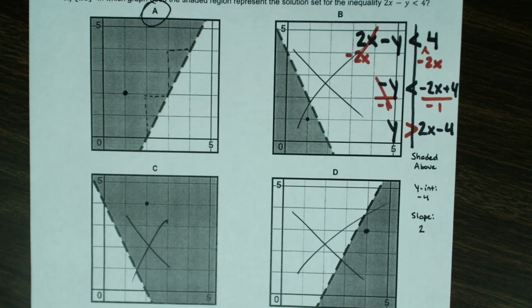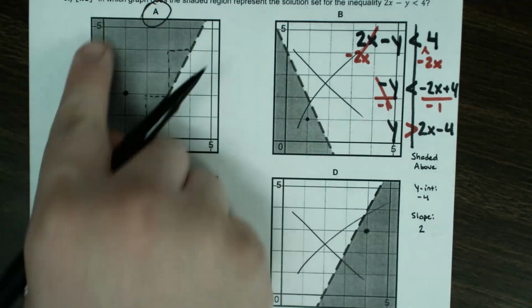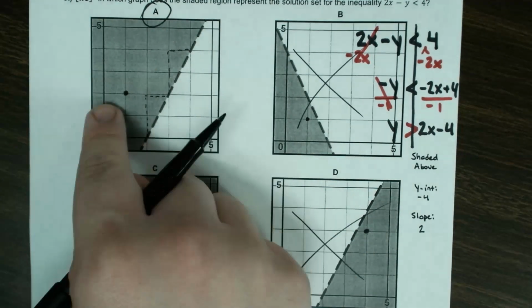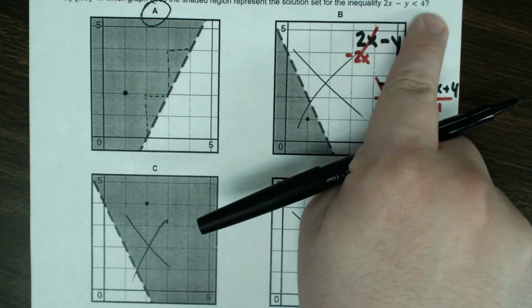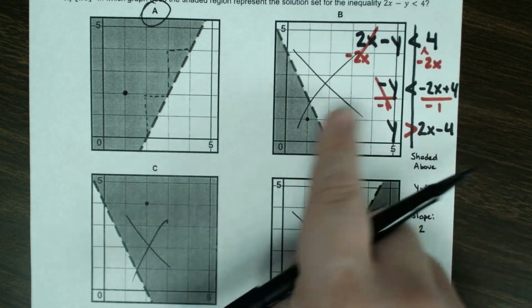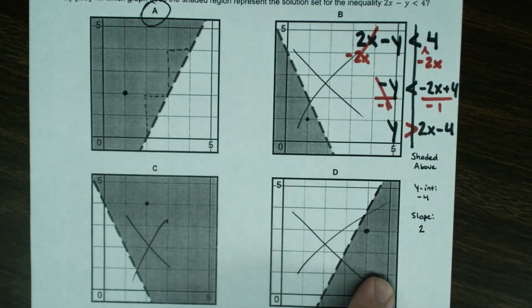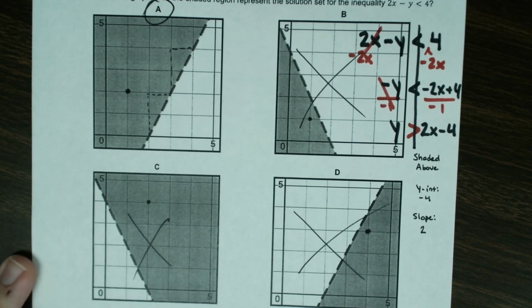What I was talking about with those points, if you plug in any x and y in this shaded region and say 2 times the x minus the y value, you're going to get a number less than 4 guaranteed every time. All these others, you will not. Sound okay? Okay.